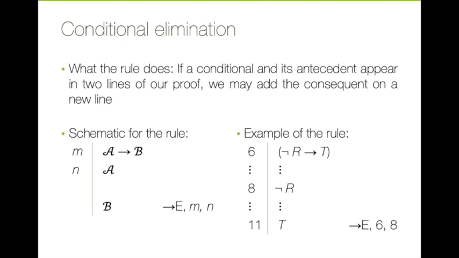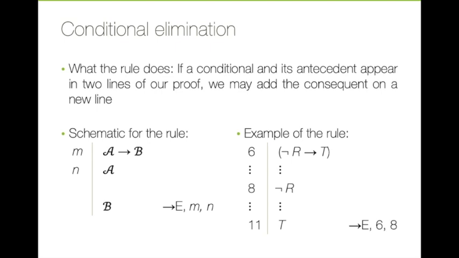So note carefully that you must have both the conditional and its antecedent in order to infer the consequent on a new line of the proof. In the example to the right, we see parts of a proof where the sentence, if not R, then T, appears on line 6, and then the antecedent, not R, appears on line 8. Those two sentences fulfill our requirement for applying conditional elimination, which was applied here on line 11. That rule allows us to add the consequent T as a new sentence on this new line 11.